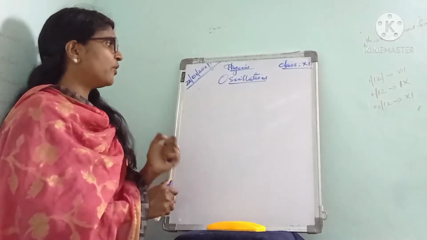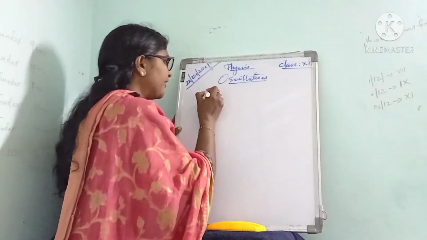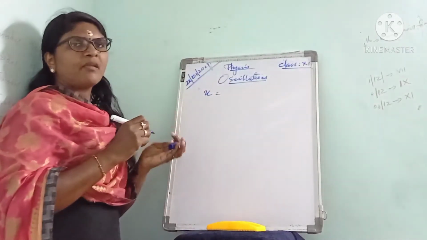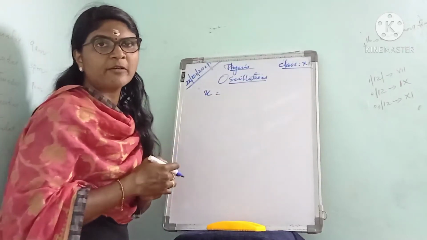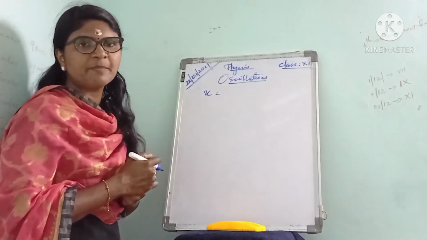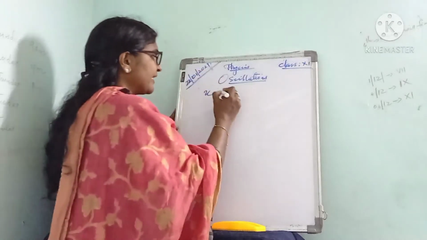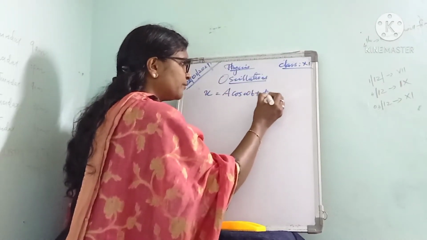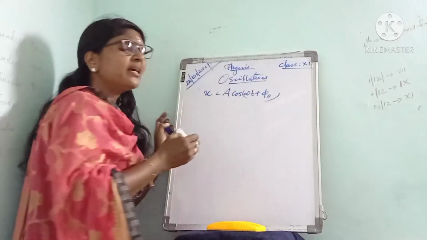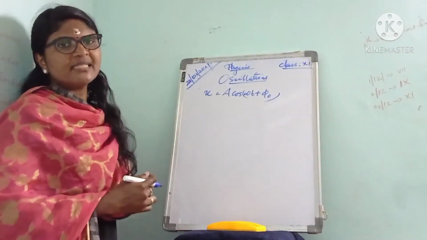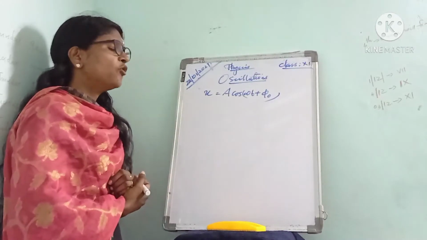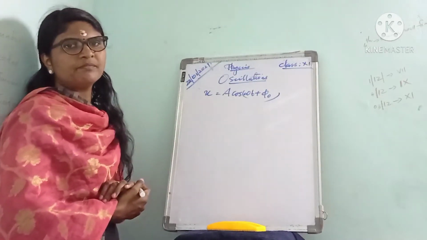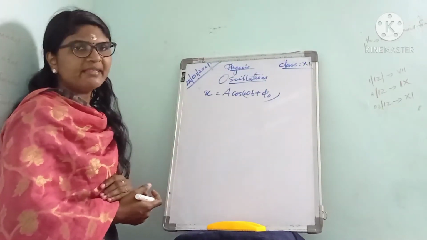All of you know the equation for displacement of a particle that executes simple harmonic motion. What is the expression for displacement? We can represent it as x equal to A cos(omega t plus phi 0). This is the expression for displacement, isn't it? From this, first we can find velocity.